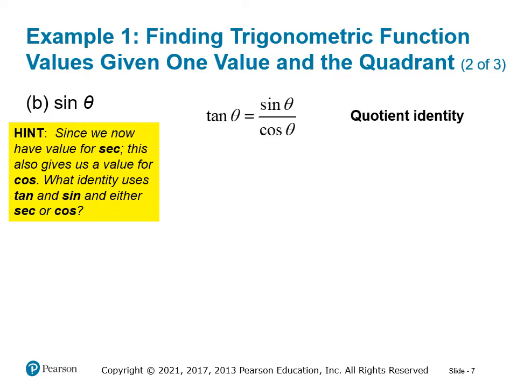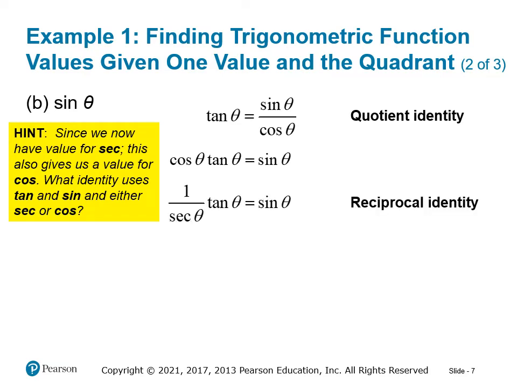Well, tangent is equal to the value of sine over cosine. And so we do have the cosine value, which is the reciprocal of secant, so we can plug those values in. Here we've done some algebra ahead of time. Sine equals cosine theta times tangent theta. And of course, cosine is 1 over secant.